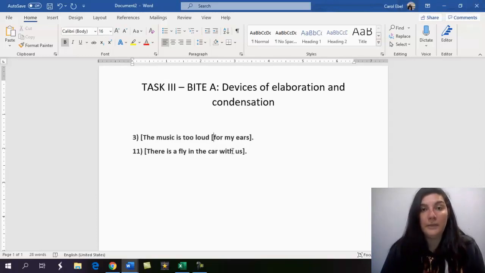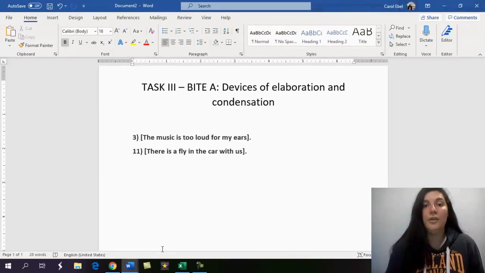Remember also that the word for can be used as a coordinating conjunction, but it can also be used as a preposition. In this case, we are using the word for as a preposition before a noun phrase. For will be used as a coordinating conjunction only when coordinating two independent clauses. In addition, note that in these two clauses, we haven't used any other punctuation but the full stops at the end of each clause. This happens because we are analyzing single independent clauses.